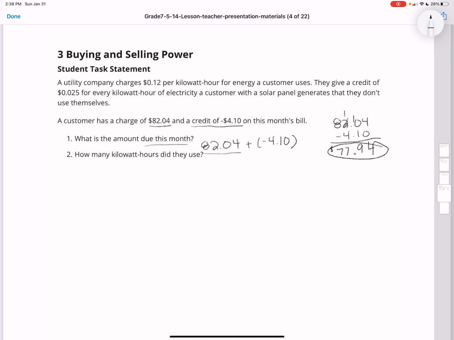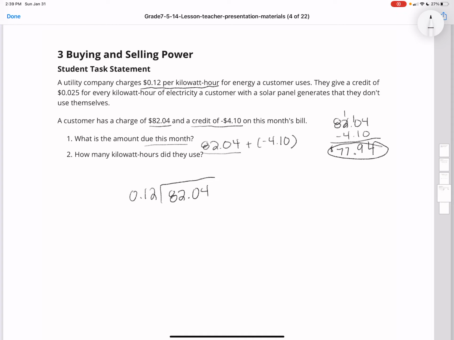All right. For the second question, it says, how many kilowatt hours did they use? So I don't want to focus on the $77.94, but I want to focus on how much was charged total. And I want to divide it by the unit rate that's given in the first sentence of this real world situation. Why not the second unit rate, the 2.5 cents for every kilowatt hour? Because that's for the solar panel. And right now we just want to figure out how many kilowatts they use total without the credit. So I'm going to divide $82.04 by 12 cents.